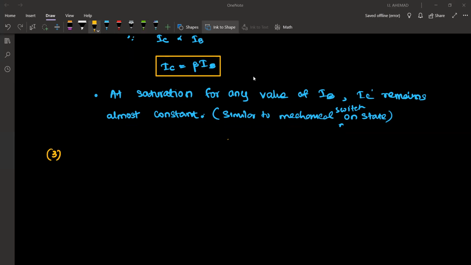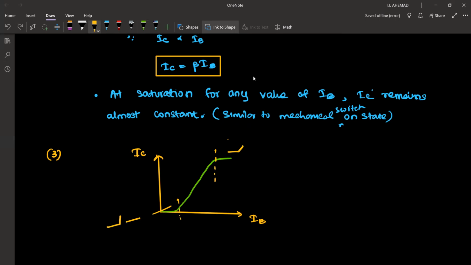Okay. So now this is the IB versus IC characteristic. This is the transfer characteristic. I said that cutoff is similar to switch off and saturation is similar to switch on, right? But in active, we are not talking about switch on or switch off.